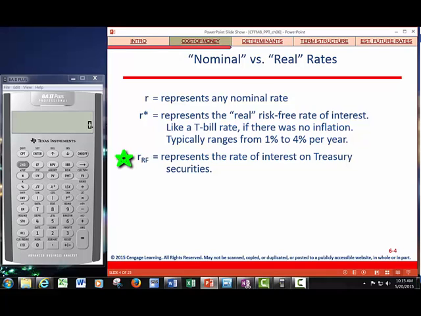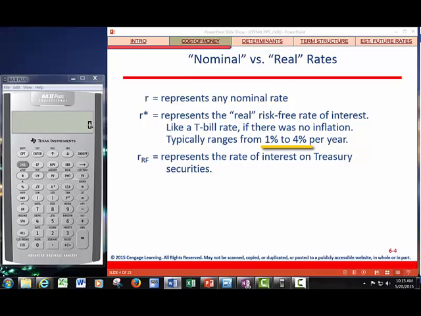The nominal risk-free rate, R sub RF, is equal to the real risk-free rate plus an inflation premium, which is equal to the average rate of inflation expected over the life of the security. It is difficult to measure the real risk-free rate precisely, but most experts think that R star is in the range of 1 to 4 percentage points.